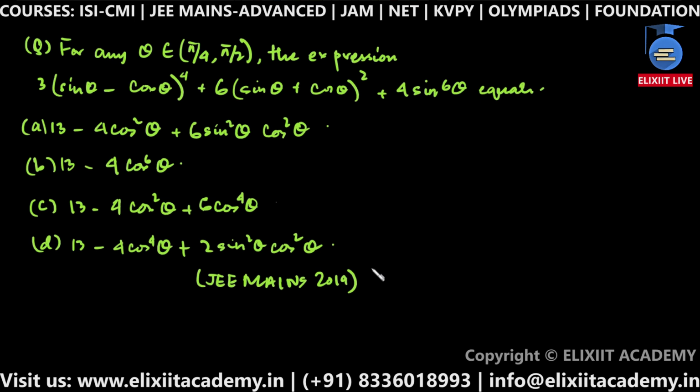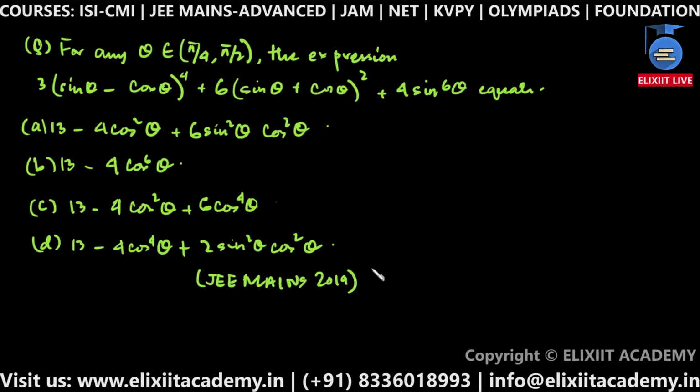For any theta belonging to the open interval pi by 4 to pi by 2, why is this given? To confuse you, so that you don't take the values of the end points, that is pi by 4 and pi by 2. They are just mentioning that don't take these end points. Take something in between, but definitely.